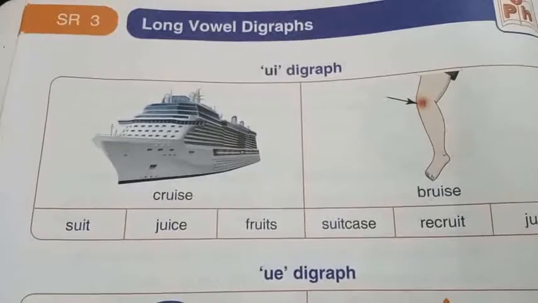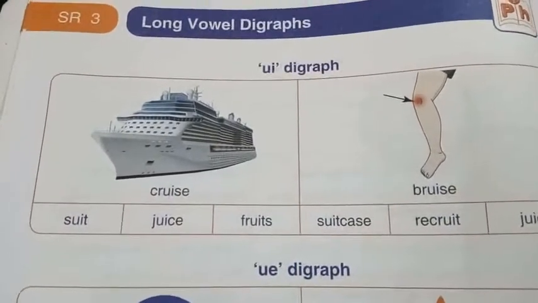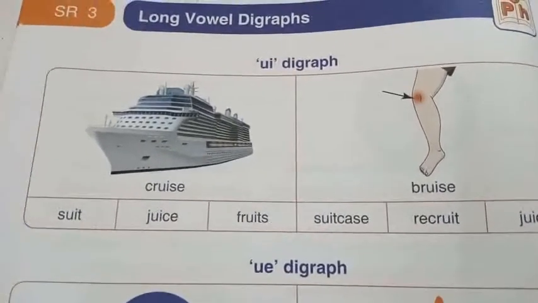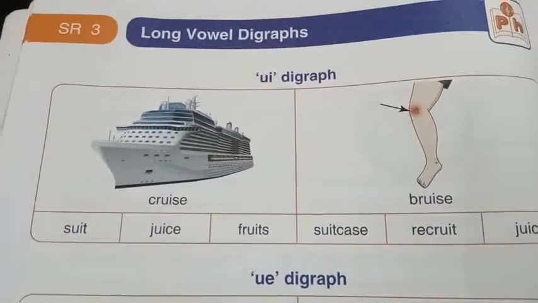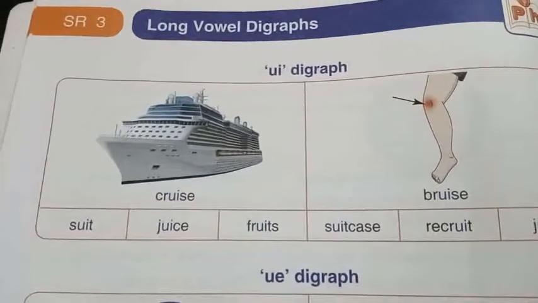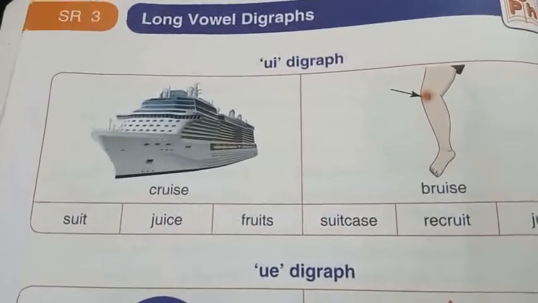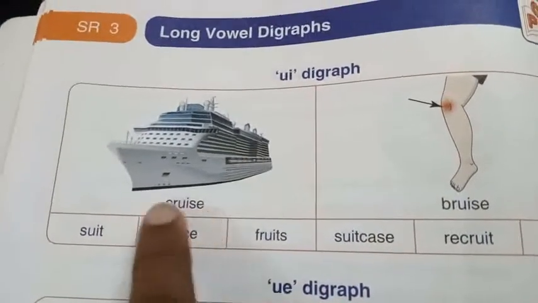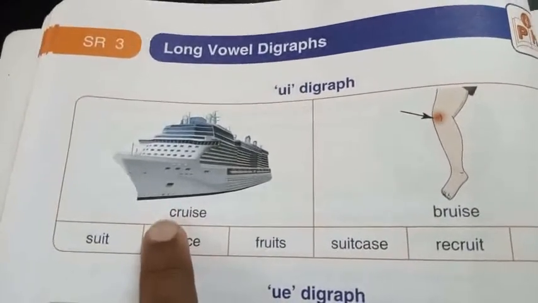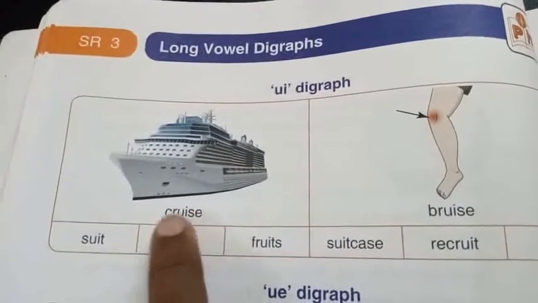See this, my dear children. This is the SR3 long vowel digraphs UI as in oo. Now we are going to use the blending technique to read this word. From our phonics session, we have to use the letter sounds to read this word. Do you remember? Yes. Cruise. You have to touch the shoulder, forearm, wrist. Cruise.